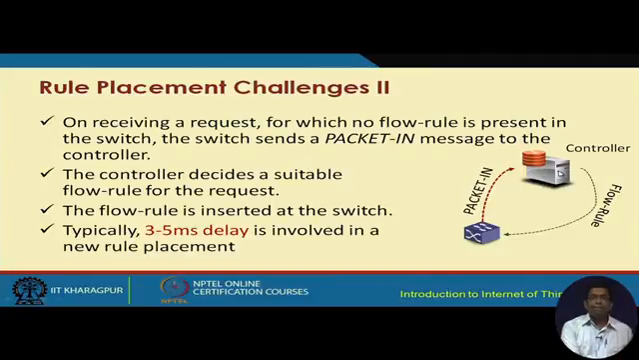Now, this controller decides a suitable flow rule for this particular request, and this flow rule is then communicated back to the switch, and then inserted in the flow table in the switch, and typically there is a delay of 3 to 5 milliseconds involved in the new rule placement. So, whenever a new rule has to be placed in the switch which does not already exist in the flow table, this entire communication, with the controller deciding and sending back the flow rule, takes about 3 to 5 milliseconds delay.